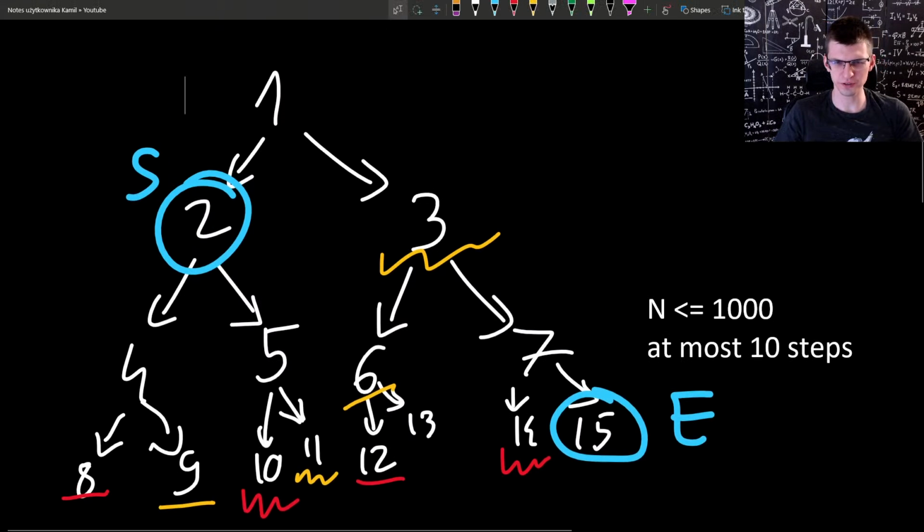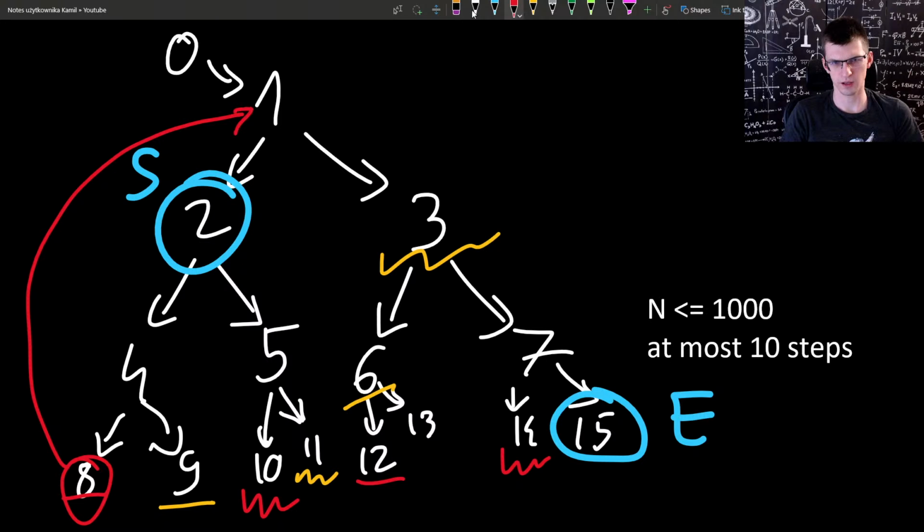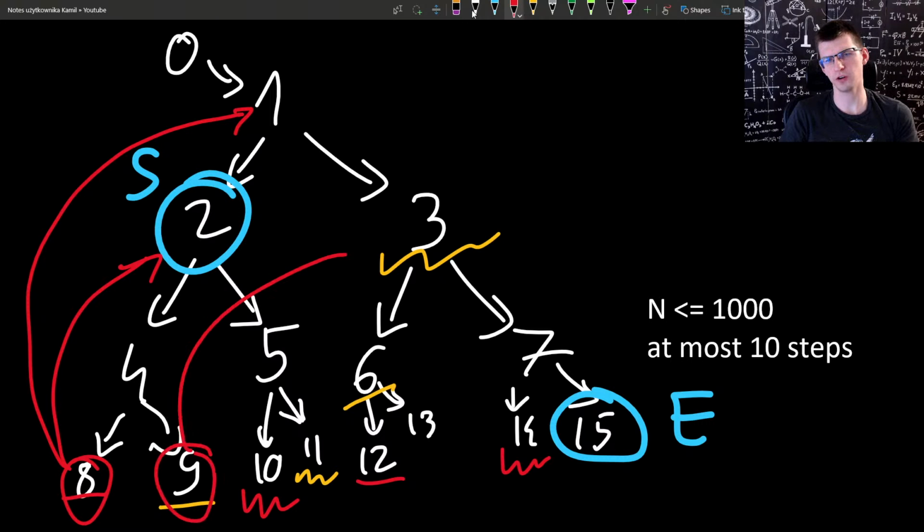So this was the correct drawing. We've just, let's say, from 0 to 1, from 1 to 2 and 3. Yeah, everything here is all right. From 8, n is 16. So from 8 to 1, and from 9, no, from 9 to 3 and 4. All right.